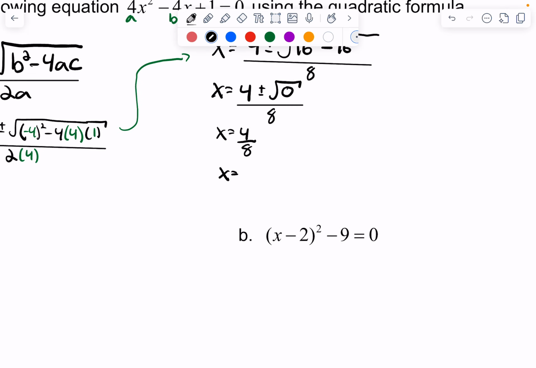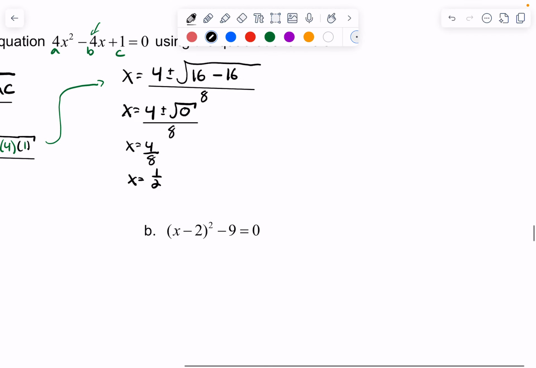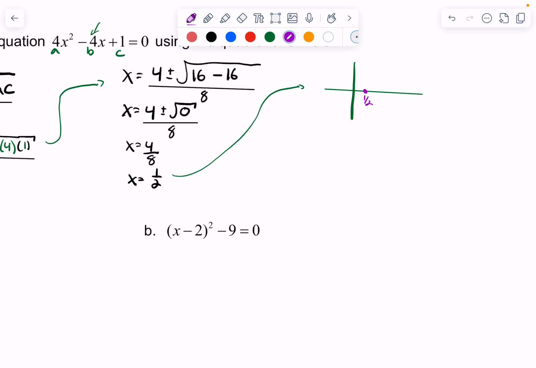x equals 1/2. So solving this quadratic means you have a parabola where at x of 1/2, you only have one solution. So the parabola actually looks like this, where it only touches the x-axis right at the vertex.